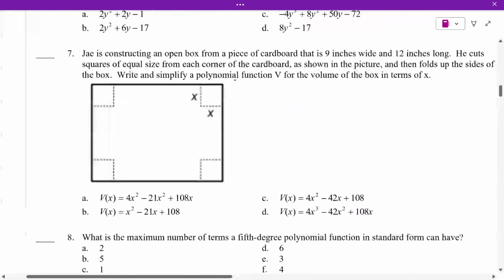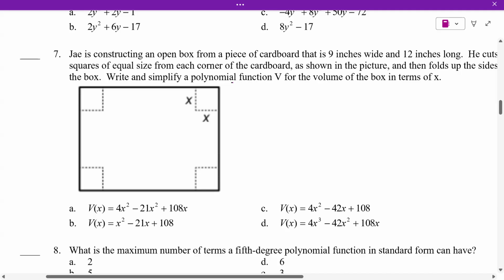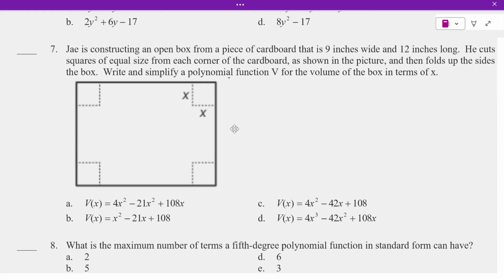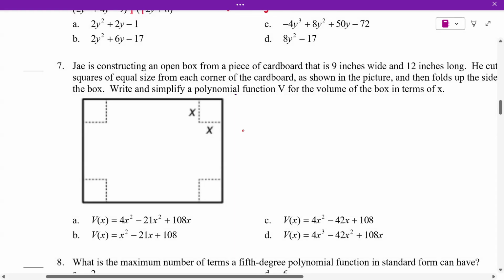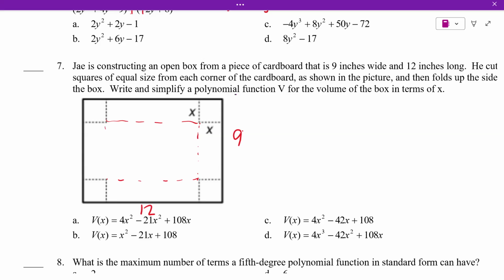Okay, the cardboard one. Find the volume. Well, the original one was 9 by 12. For the smaller one, you have to take the base of the smaller one, which was 12, now it's 12 minus 2x, because there's an x here and an x here. If you were at 12 and take away an x and take away an x, it's 12 minus 2x.